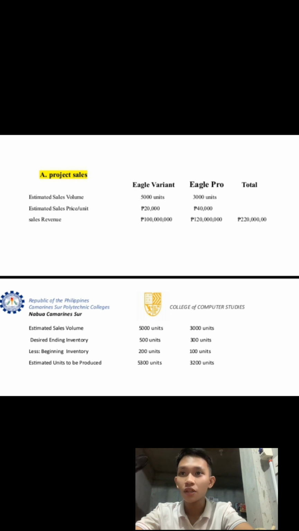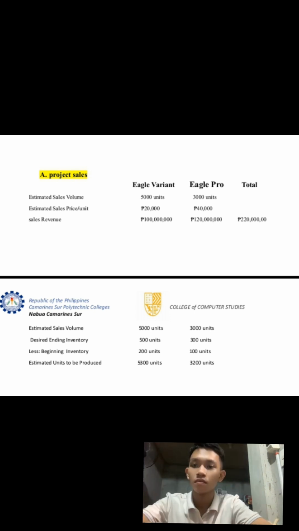So for the Eagle Pro naman, we have an estimated sales volume of 3,000 units and the estimated sales price is 40,000. So we need to multiply again the estimated sales volume and the estimated sales price. So the sales revenue is 120 million.